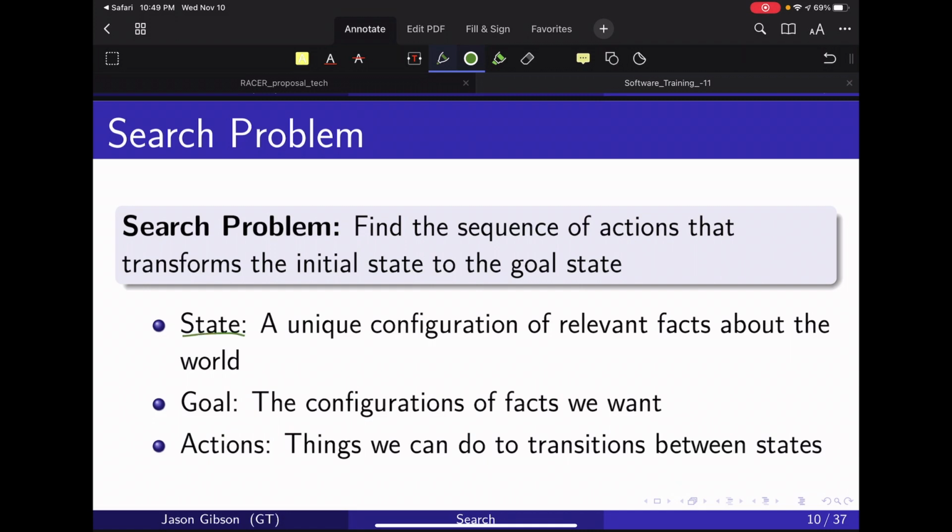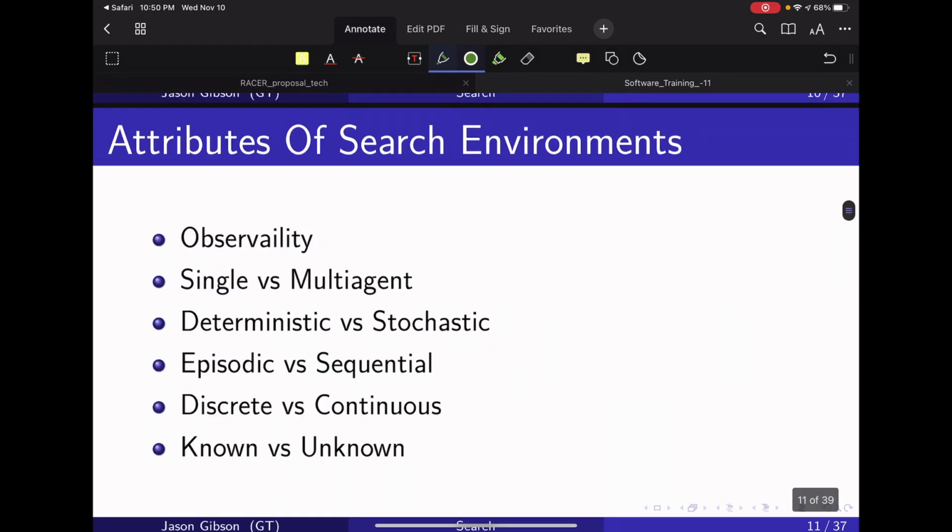So our state is going to be that generic definition of state, and I think I finally found a definition I like, which is a unique configuration of the relevant facts about the world. So this could be the XY position of our robot on some plane. It could also be what is the weather today. These are all those general definitions of state. We also have some goal, which is a specific state that we want to reach. And we have actions. What are the things that we can do? We can talk to people, we can move our robot, we can drive our wheels, whatever it might be for our specific search problem. Now there are a couple attributes about search problems.